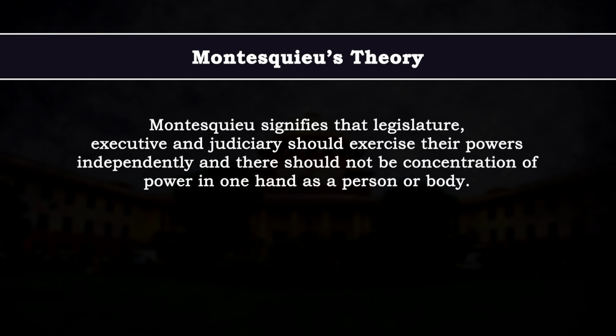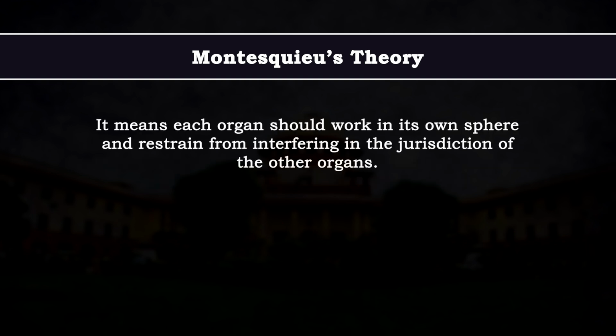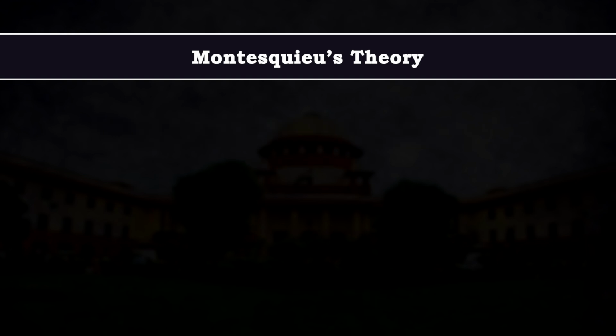Montesquieu signifies that legislature, executive and judiciary should exercise their powers independently and there should not be concentration of power in one hand as a person or a body. It means each organ should work in its own sphere and refrain from interfering in the jurisdiction of other organs.